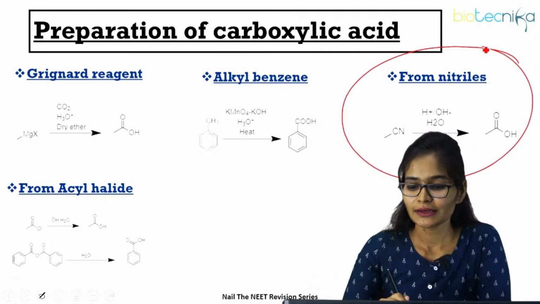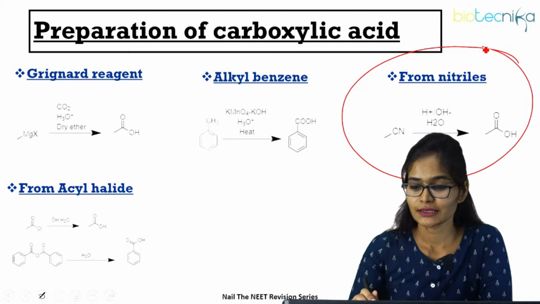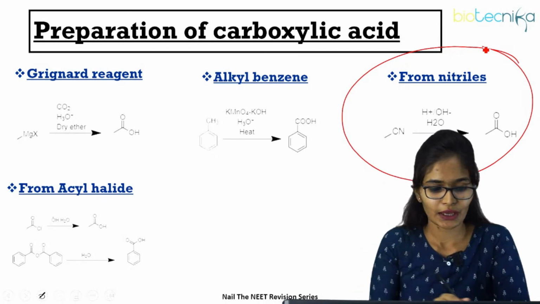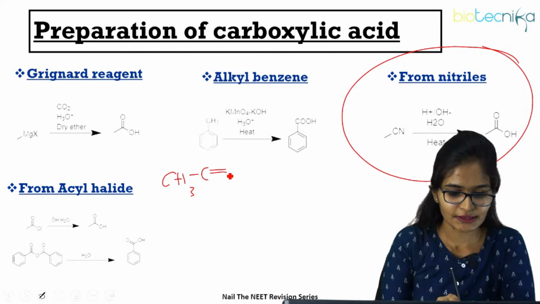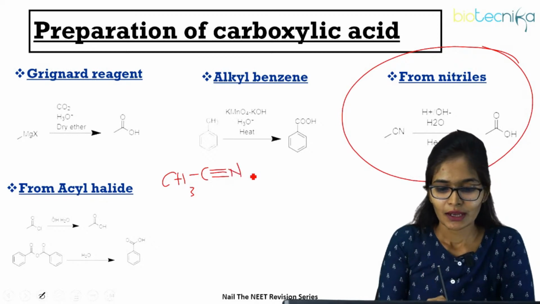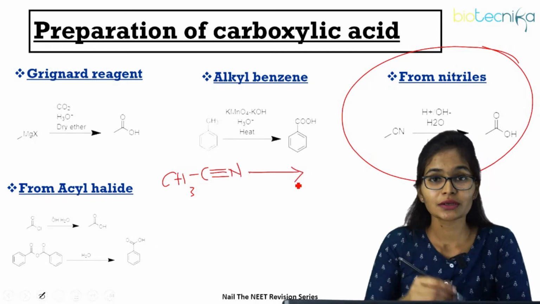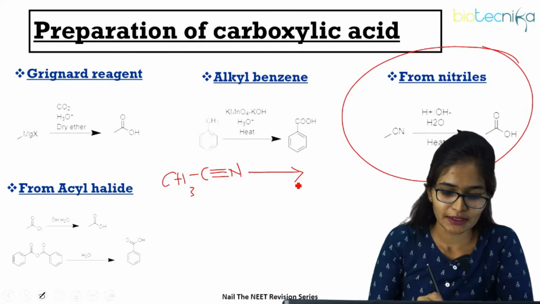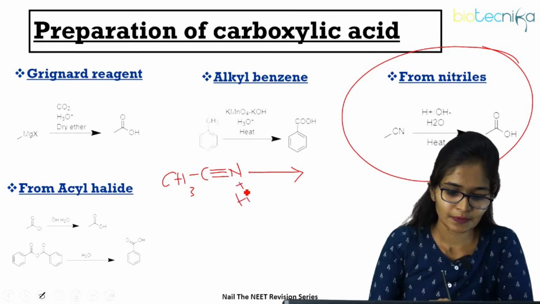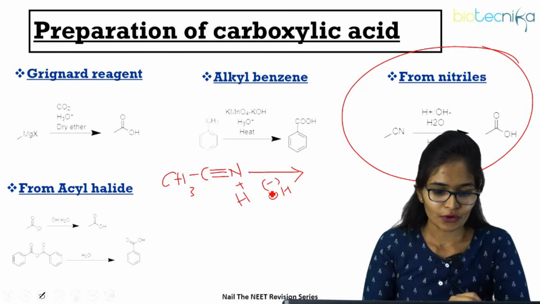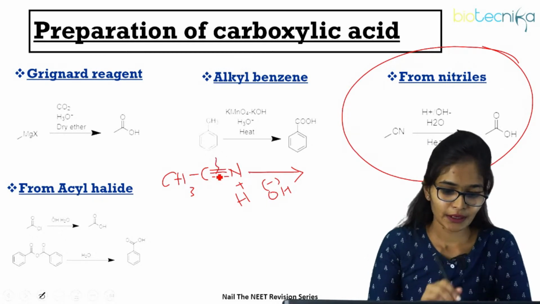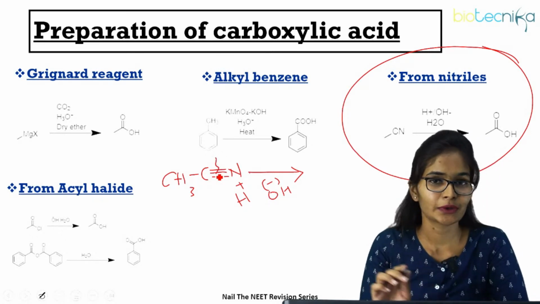Yes, and coming to the next part, from nitriles. How can you prepare carboxylic acid from nitriles? Same thing again. You have your CH3CN, C triple bond N, and you have to treat with water. How can water split? You can split it like H plus and OH minus, right? So now, just break one pi bond from the C triple bond N.